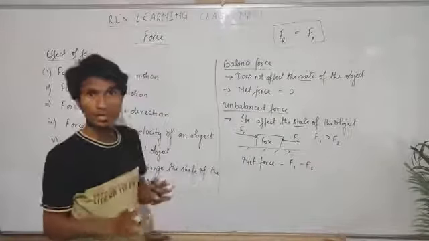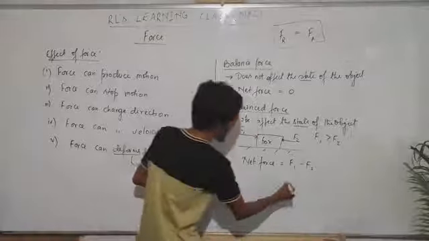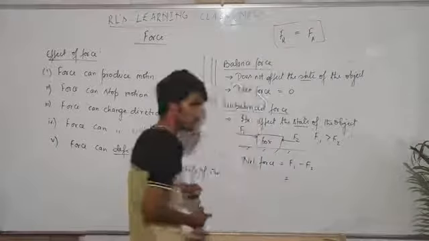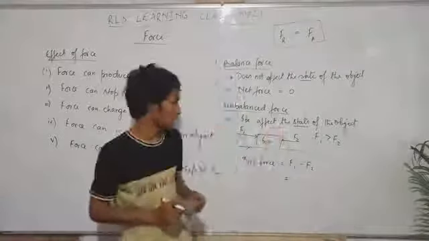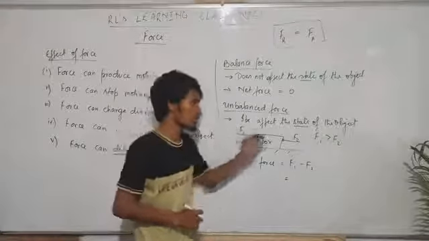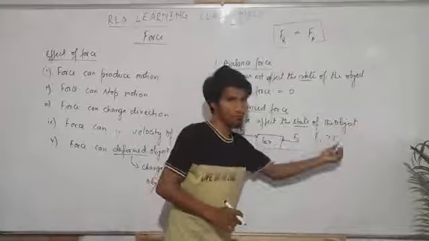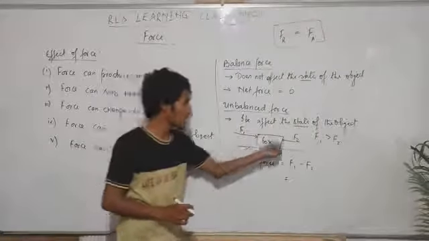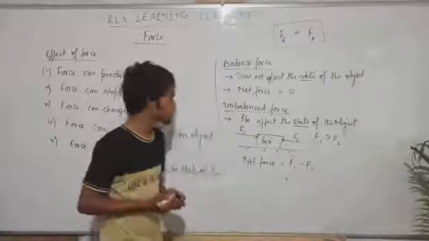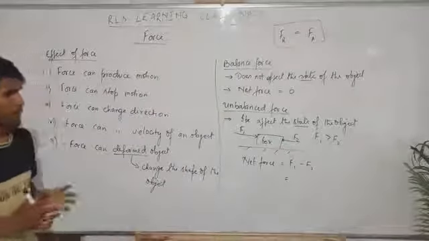Then it won't be equal to 0 anymore. It has some value, and the direction of the box is along the direction of F1, because F1 is greater than F2. But if F2 is greater than F1, then this box will move in this direction, along the direction of F2. Okay, then we got it.